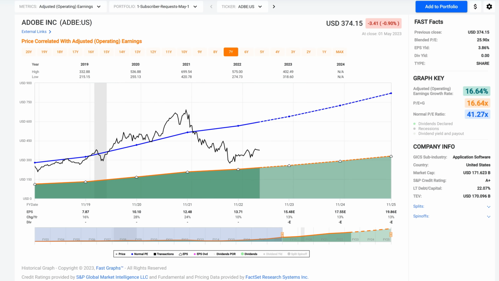I'm using the tool. Now, I don't have to think. Okay, this isn't complicated. And some people argue that FastGraphs are too complicated. It does all the math for you. You just have to read. You just have to look at the boxes here and decide.